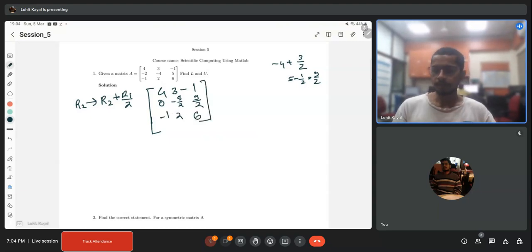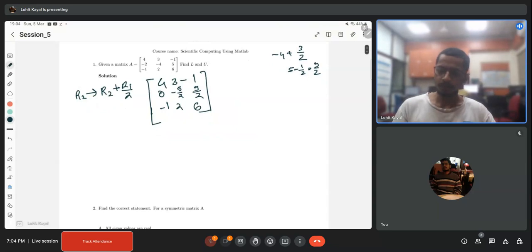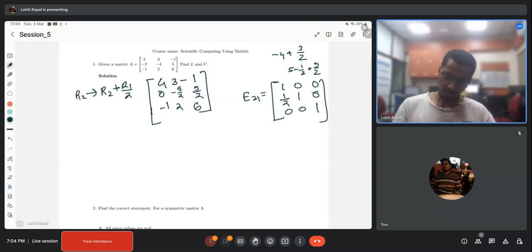Now, what matrix gives this matrix? The conversion matrix we can write as E21. This will be equal to 1 0 0, because we are not changing row 1. For the second row, we are multiplying row 1 by half and adding it to row 2, so half 1 0, and 0 0 1. You can verify it.